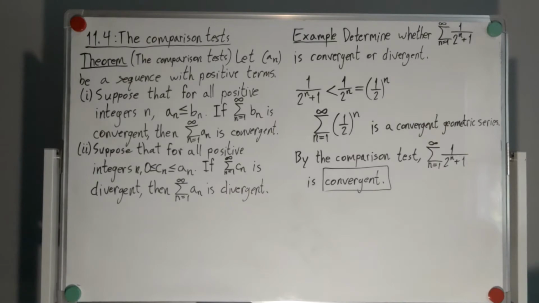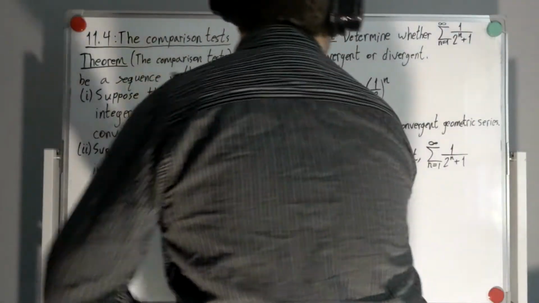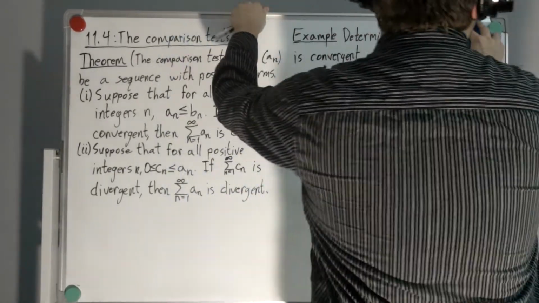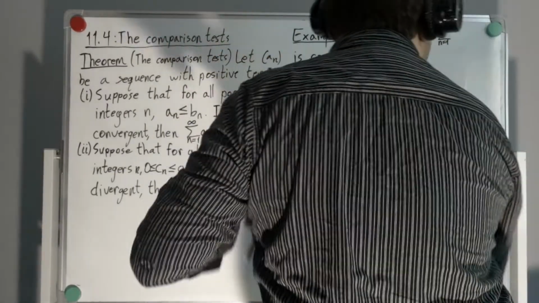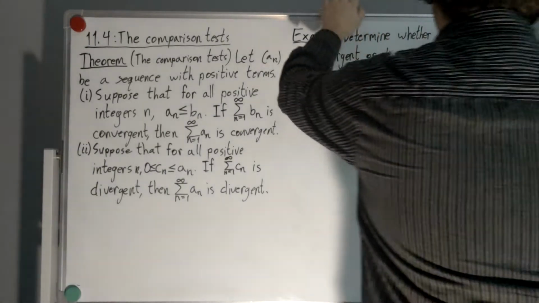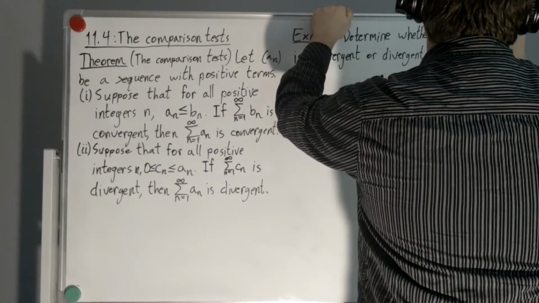So that's at least one example of how the comparison test can be used to determine that a series that you're dealing with is convergent. Of course, we're going to do another example. All right, this one, same directions. We're trying to determine whether it's convergent or divergent. But this one, I want to be 1 over the square root of n minus 1.